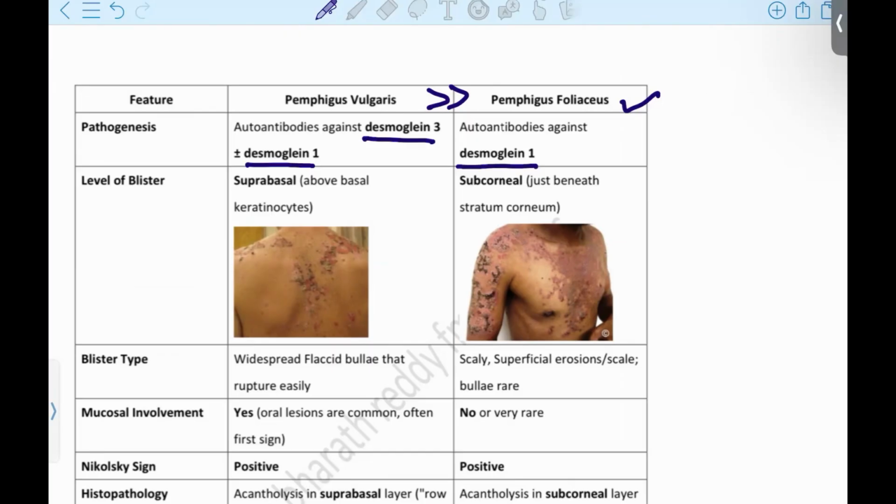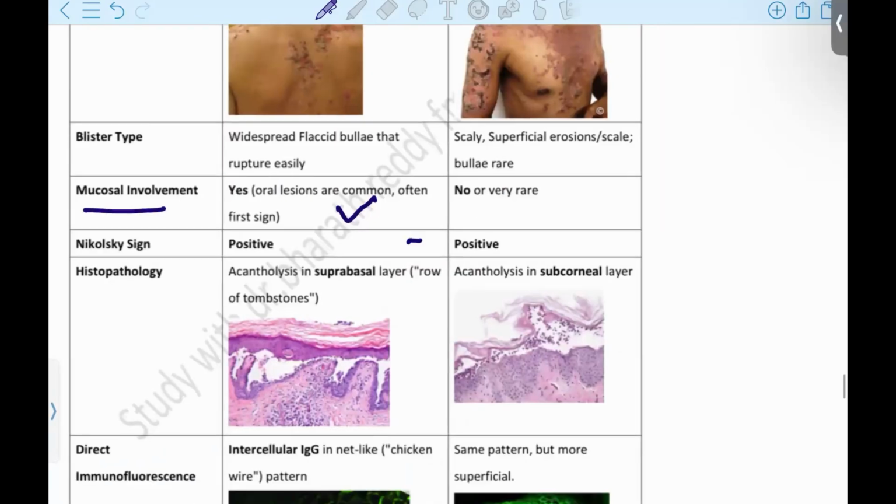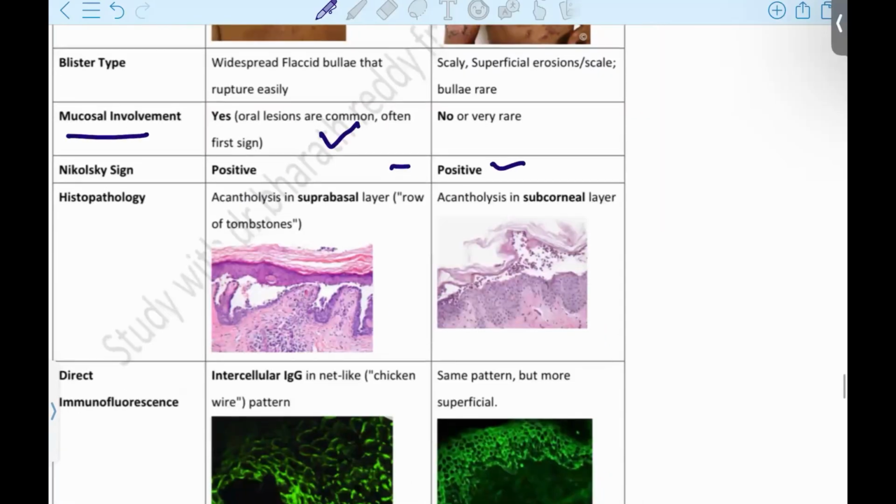And whatever the level of the blisters, it will be involving the suprabasal, and in foliaceus the subcorneal. And whatever the mucosal involvement, pemphigus vulgaris is the most common, involves the oral lesions compared to pemphigus foliaceus. And Nikolsky's sign is positive for both conditions. Histopathology will be showing the tombstone appearance in the suprabasal region.